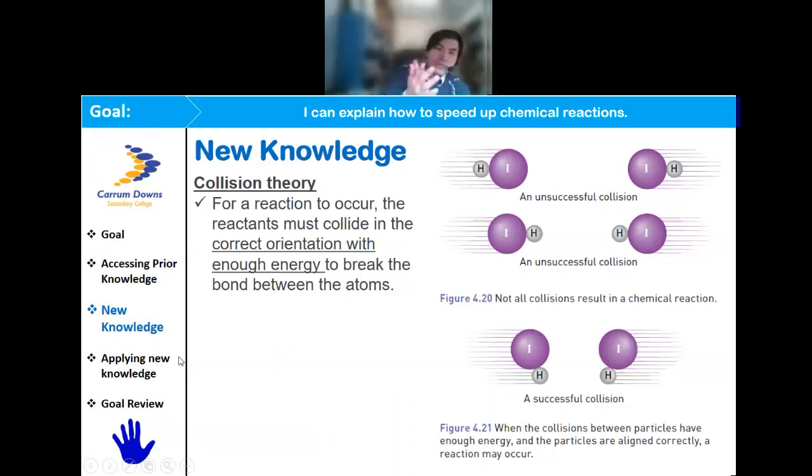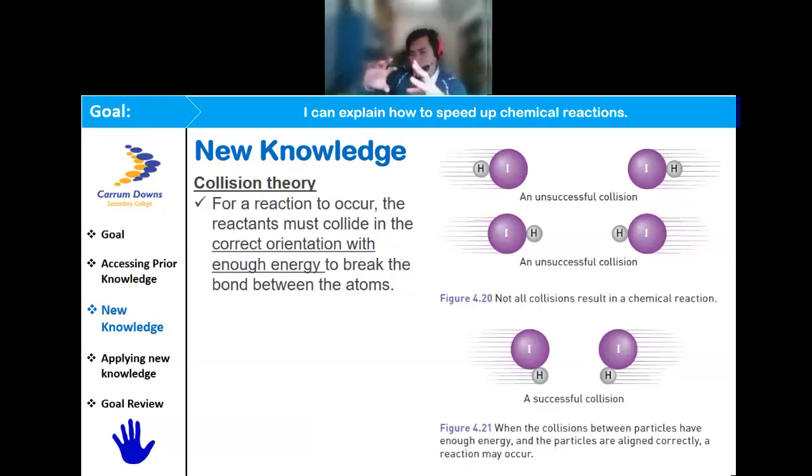The one thing I would like you to know for this one, and you can write the notes later, I'm just going to go through the notes very quickly. First of all, the principle, the reasoning behind all of this, is a theory that we call collision theory. What it says is that for a reaction to occur, the reactants must collide in the correct orientation, with enough energy to break the bond between the atoms.